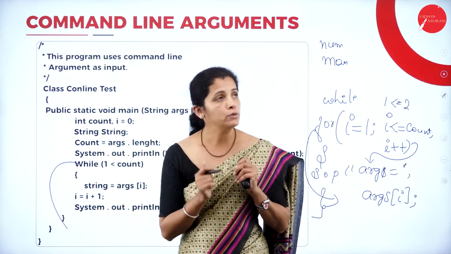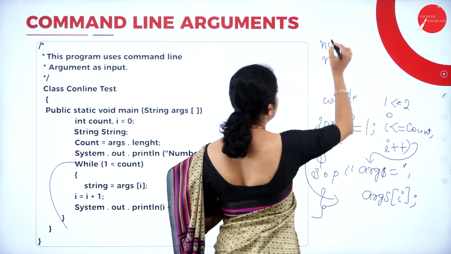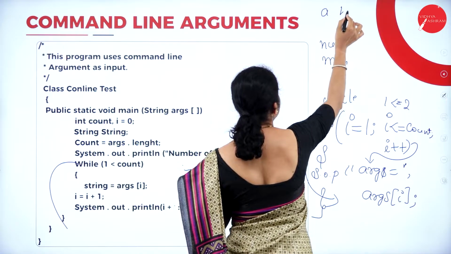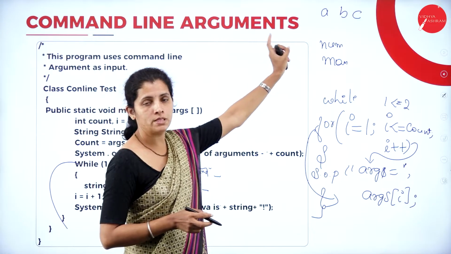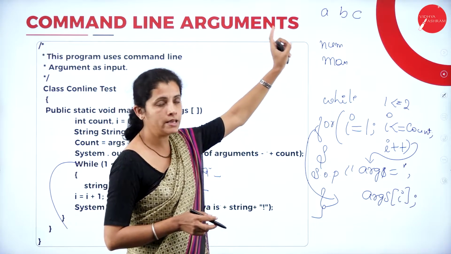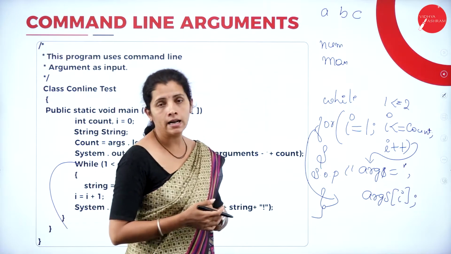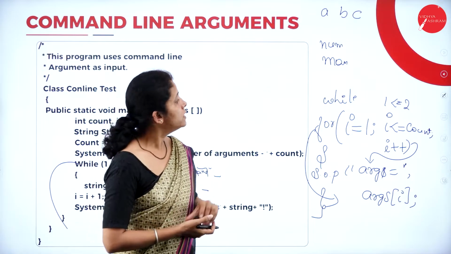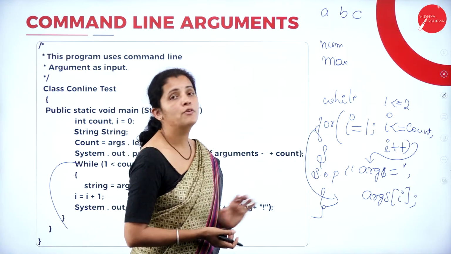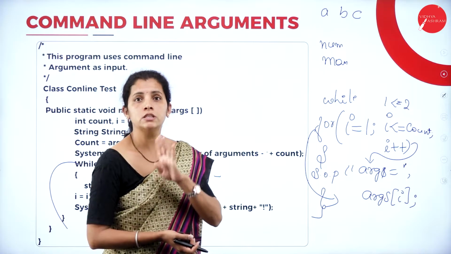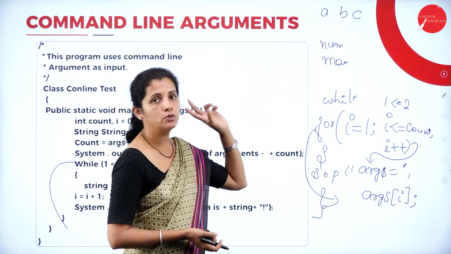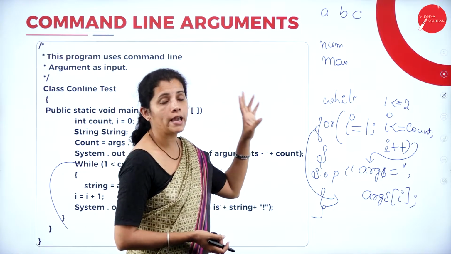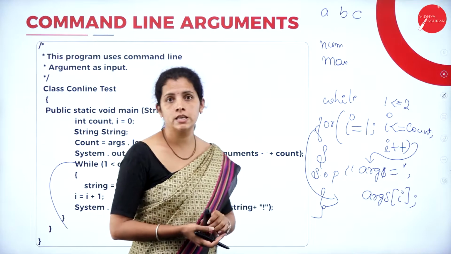Now let me consider another example here. For example, I'm going to specify the argument ABC, and this is the command line argument. Now tell me how many times this for loop is going to execute. 3 times, and it's going to display the command line arguments A, B and C.